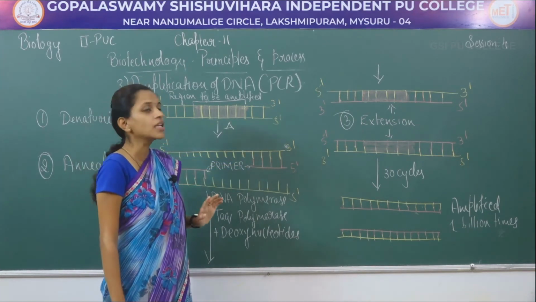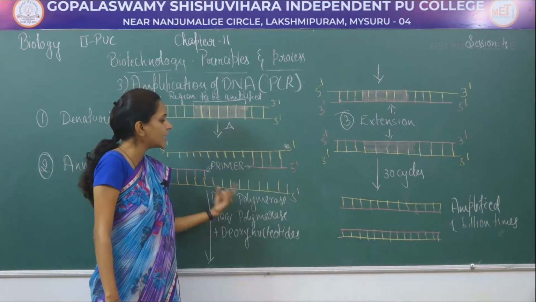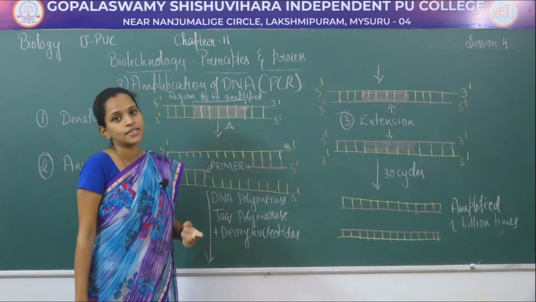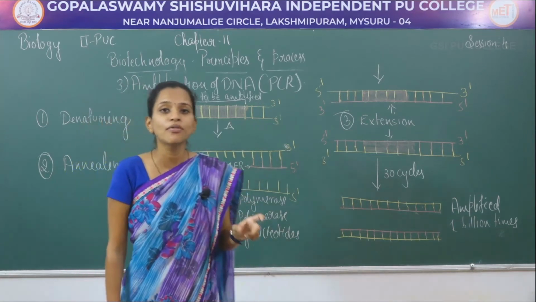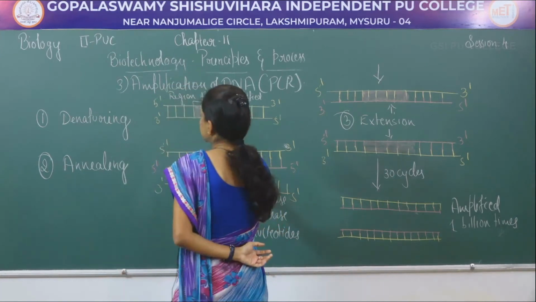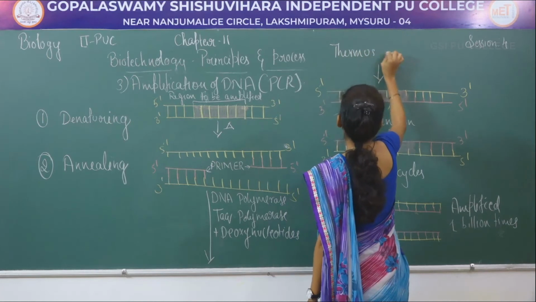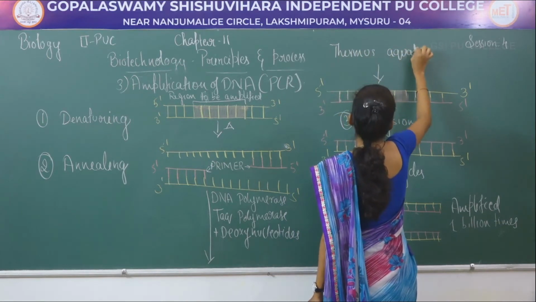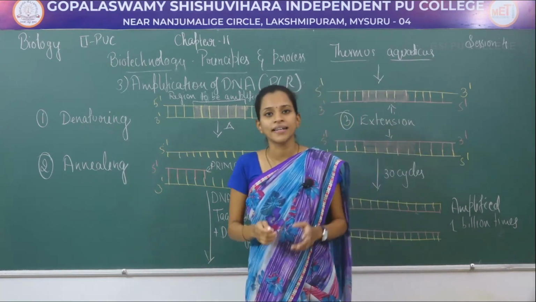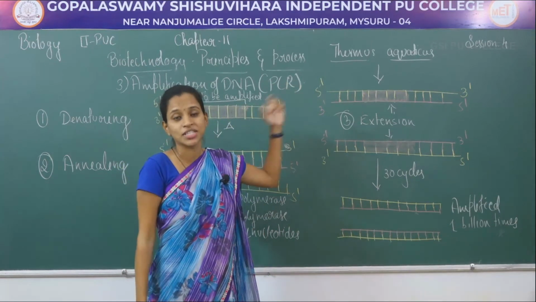Apart from this, we also require DNA polymerase. The DNA polymerase used here will be Taq polymerase. Taq polymerase is a type of enzyme which is extracted from a bacteria called Thermus aquaticus. Thermus aquaticus is the bacteria from which this Taq polymerase enzyme has been extracted.